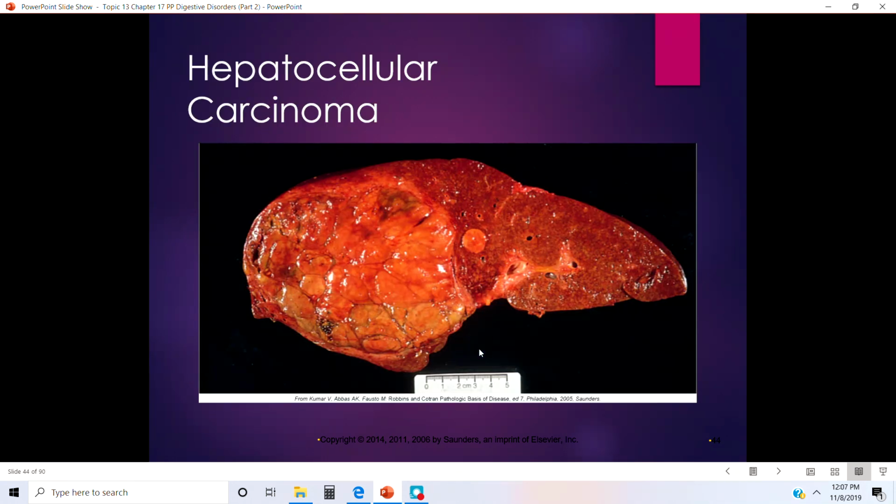And there's just a picture. This, I believe, is from our book. This whole area here would be the liver cancer.